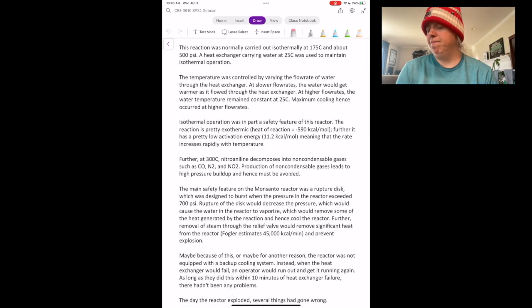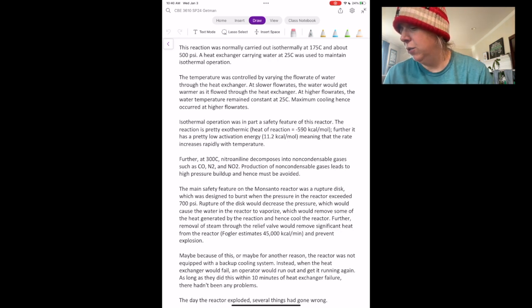Further, at 300 degrees C, nitroaniline decomposes into non-condensable gases such as carbon monoxide, nitrogen, and nitrogen dioxide. Production of non-condensable gases leads to high pressure buildup and hence must be avoided. So this is another reason to maintain isothermal operation at 175 degrees C, to avoid getting anywhere near this 300 degrees C.